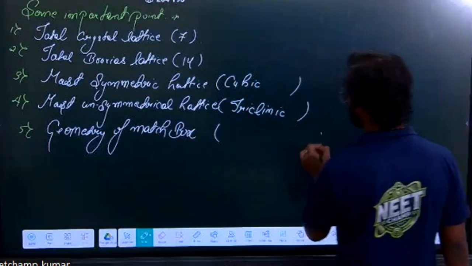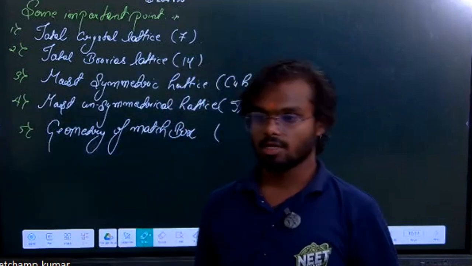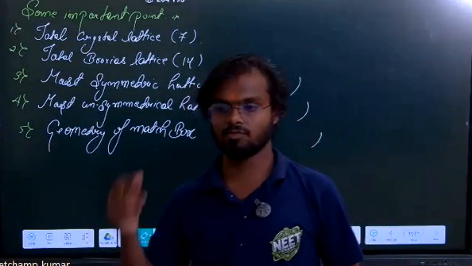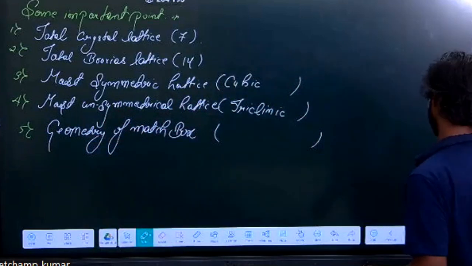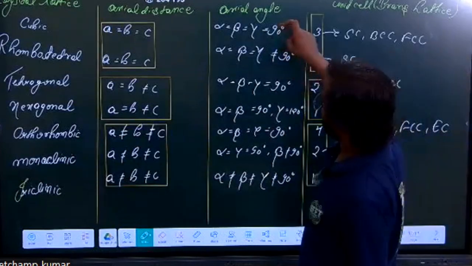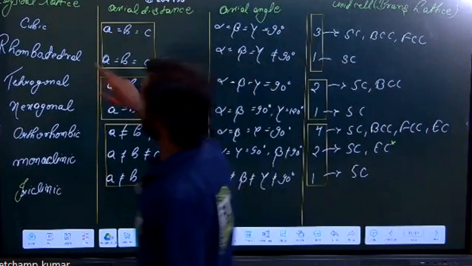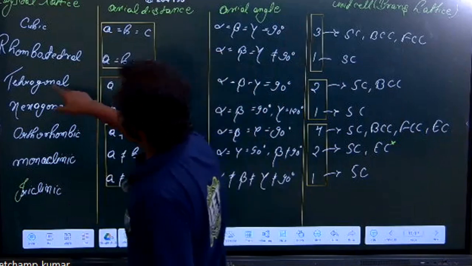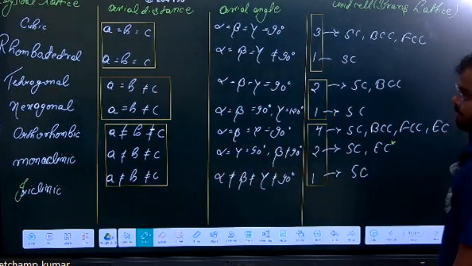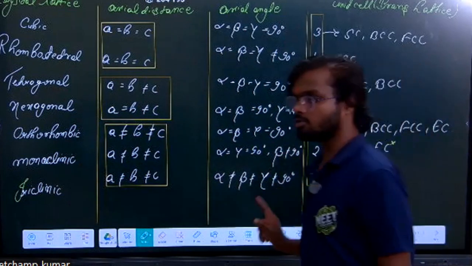If you try to understand the matchbox, everyone has seen a matchbox, right? In a matchbox, one thing is very fixed: all the angles are 90. That is always true. So which geometries are possible? Either this, this, or this. Three geometries are possible: cubic, tetragonal, or orthorhombic. No other possibility can exist. Only three possibilities are there.